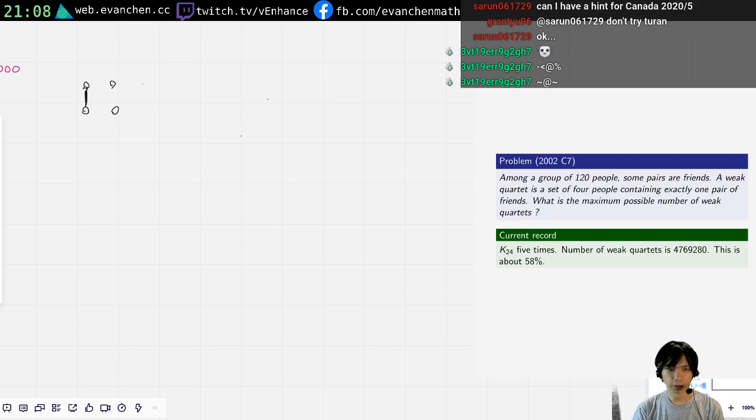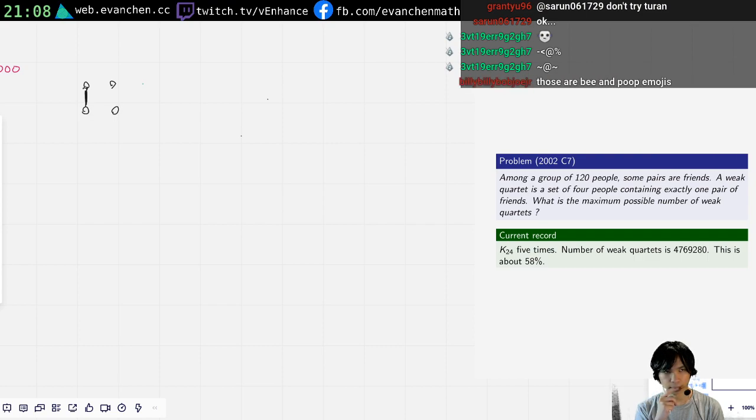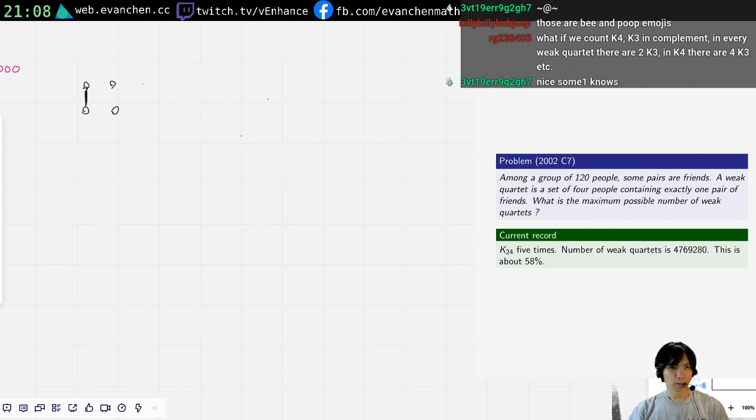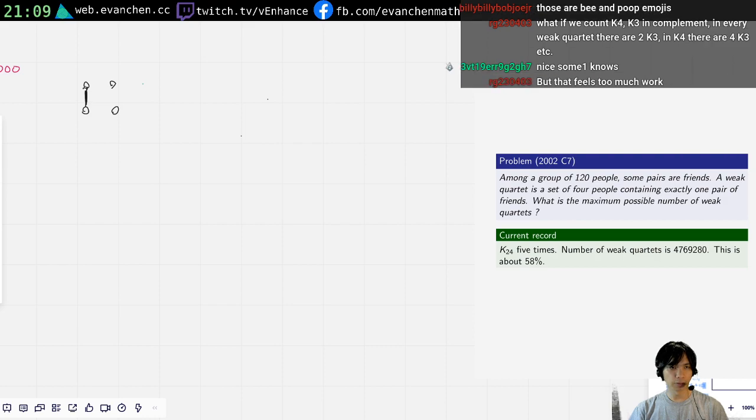So what do I want to do? Do I want to sum by the edge or something? I would count K4, K3 in complement. Every weak quartet there are 2 K3. In K4 there are 4 K3.